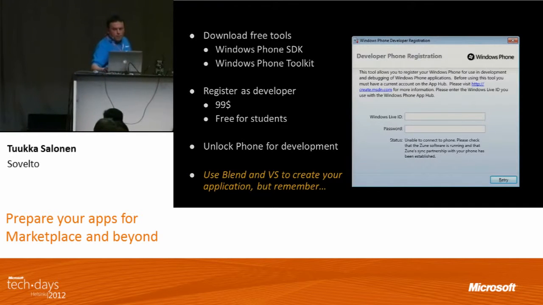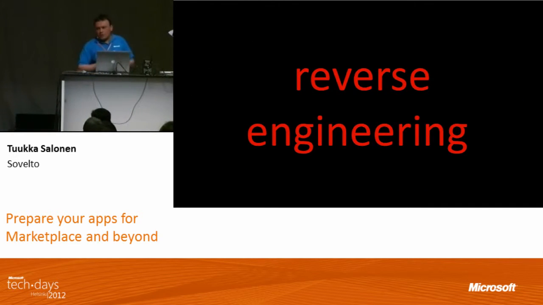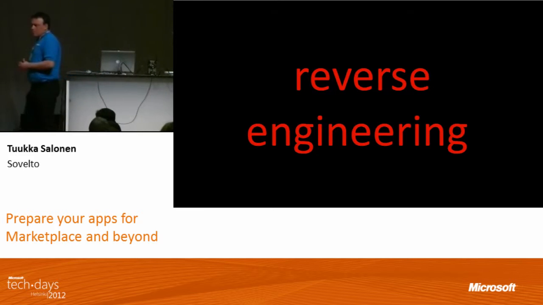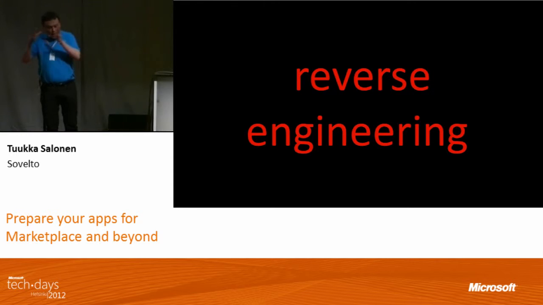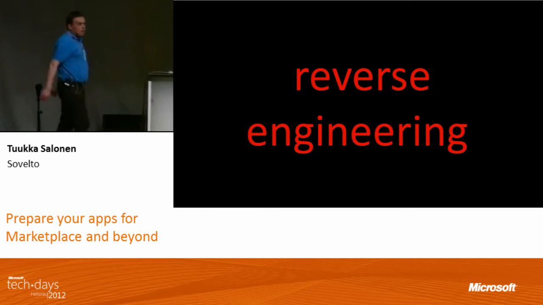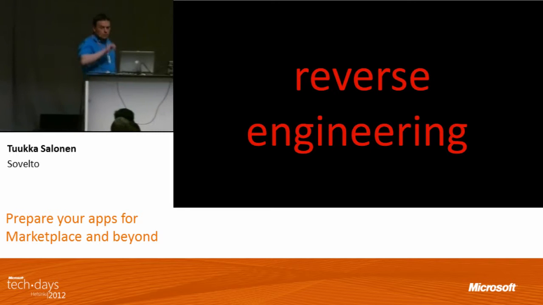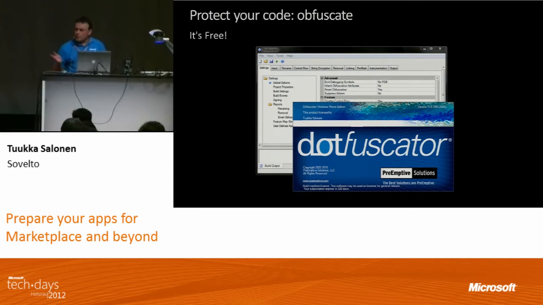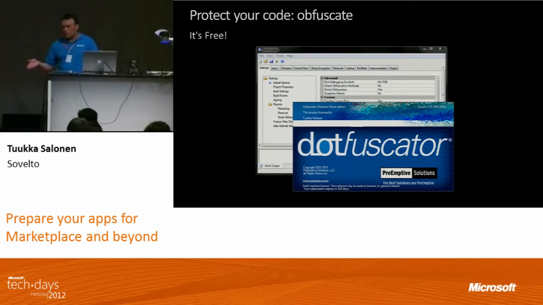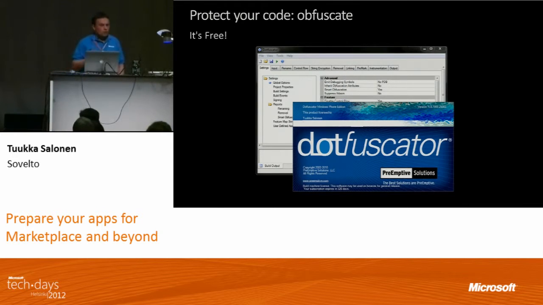Then, to more important things. Reverse engineering. This is very important that you understand this. This is not native code. This is intermediate code. And if you don't protect your code, it's very easily reverse engineerable. So, I mean, I can take the DLL and put it back to C#, and I know all your secrets unless you do this. And there is a really, really easy solution for this, and it's called obfuscator. It obfuscates your code. Never release a single application without using this.